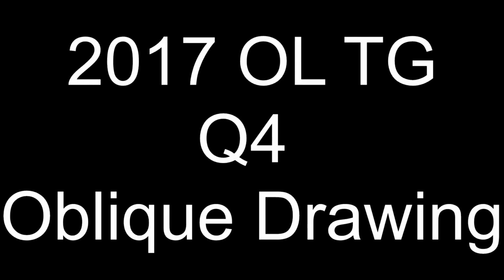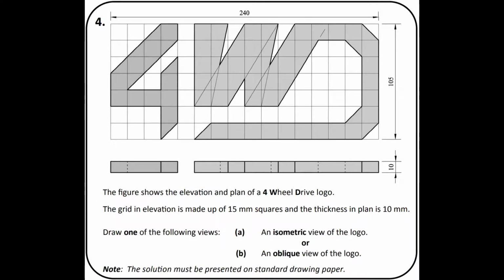This is the 2017 Ordinary Level Technical Graphics question 4, an oblique drawing question. Looking at the question, the figure shows the elevation and plan of a four-wheel drive logo. The grid and elevation is made up of 15mm squares and the thickness in plan is 10mm. So I'm going to draw an oblique view of this logo. The solution must be rendered on standard drawing paper.